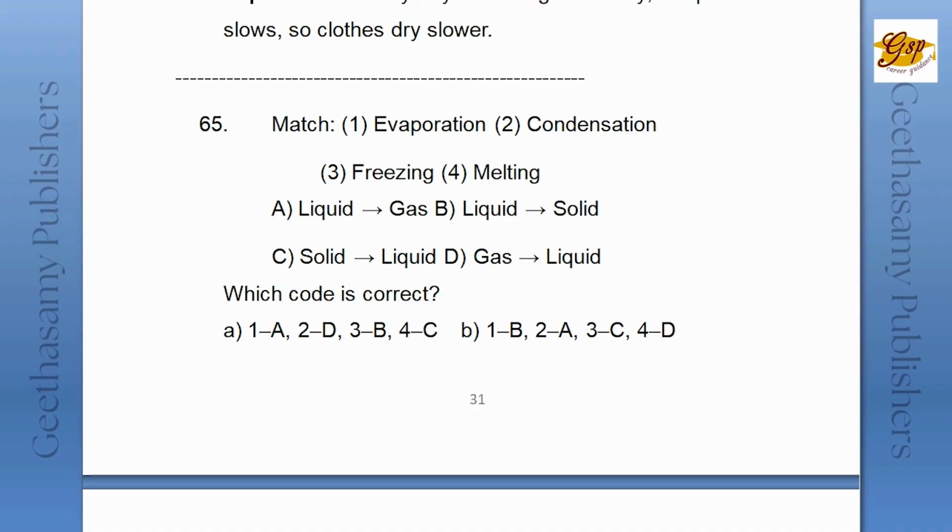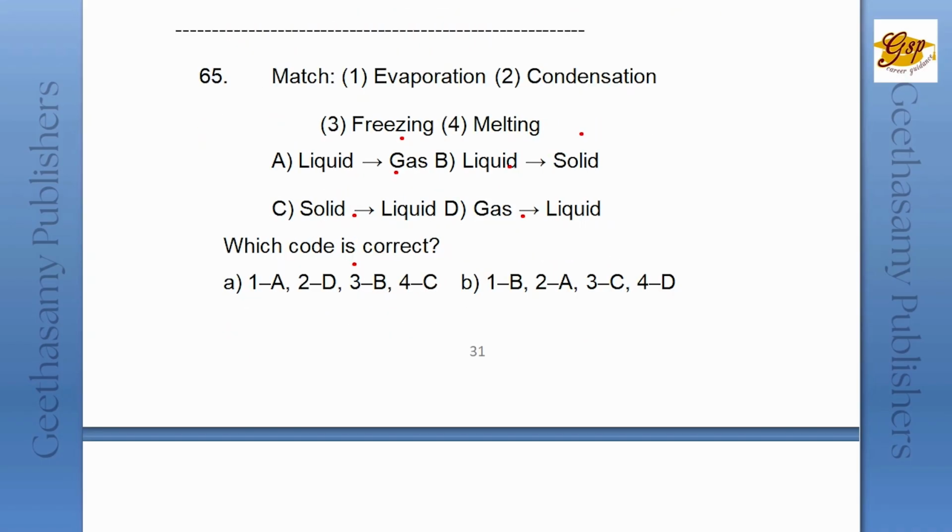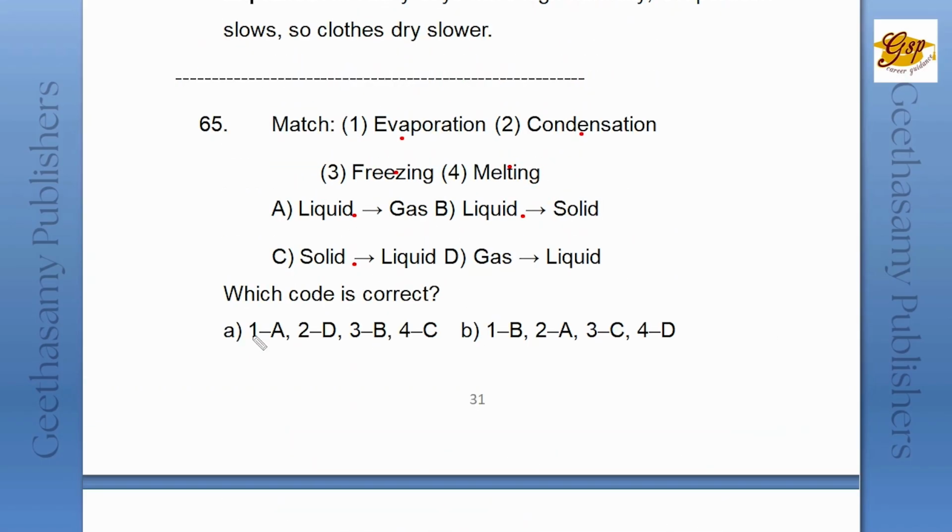And 65th question. Match: evaporation, condensation, freezing and melting. Liquid to gas, gas to liquid, liquid to solid. The code is given. The correct answer is C, A only. Evaporation is A, liquid to gas; condensation is D, gas to liquid; freezing is B, liquid to solid; and melting is solid to liquid. So A is the choice.